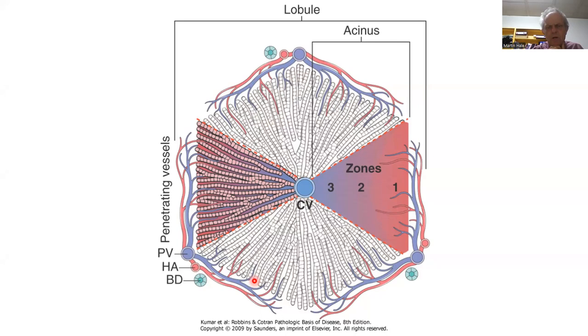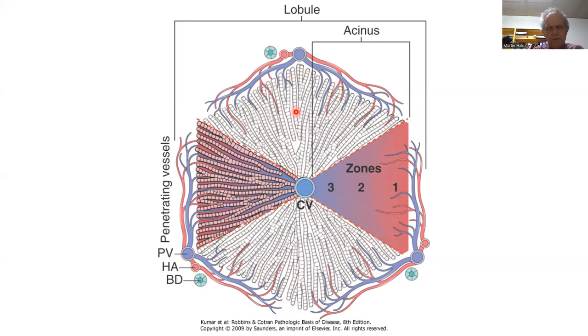And you can see that at the center of the lobule, you've got the central vein. Then at the periphery, you have the triads, the portal tracts, where the portal vein is represented, the hepatic artery is represented, and the bile duct is represented. Now, connecting these structures up, you've got the sinusoidal network.